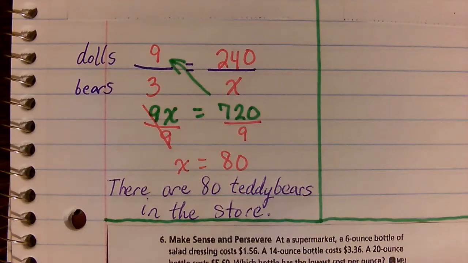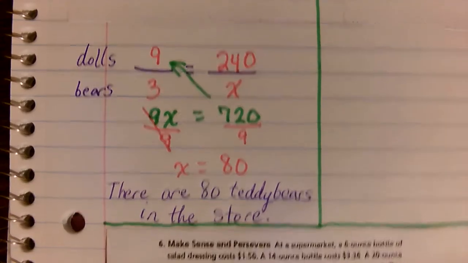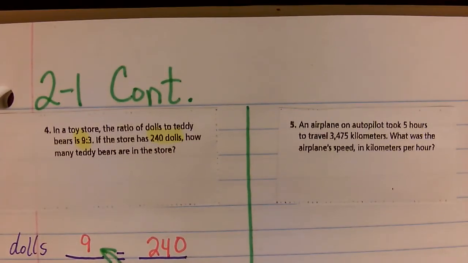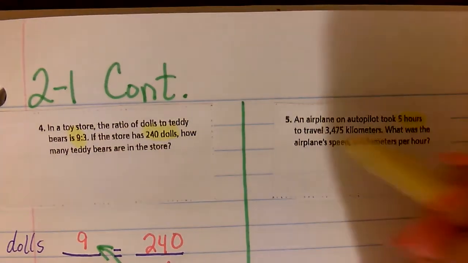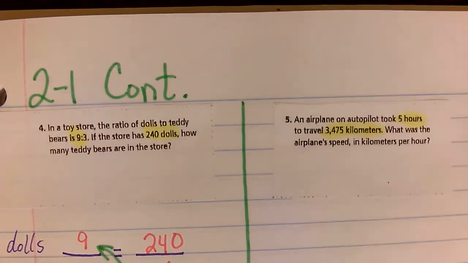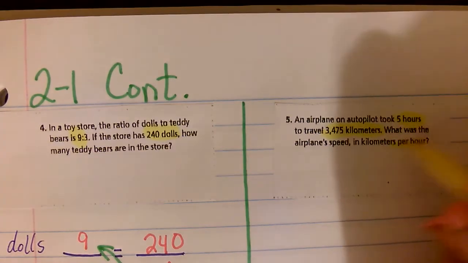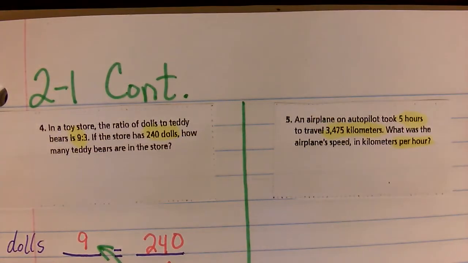Okay? Now let's go over to number 5. Number 5 right here. An airplane on autopilot took 5 hours to travel 3,475 miles. So 5 hours to travel 3,475 kilometers, I said miles. What was the airplane speed in kilometers per hour? When you're saying per hour, it means per one. Okay?